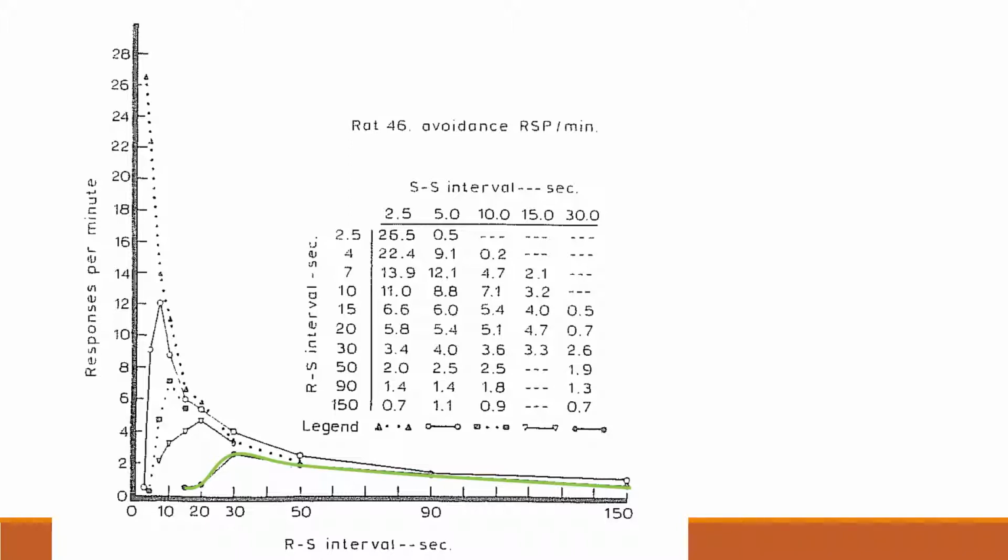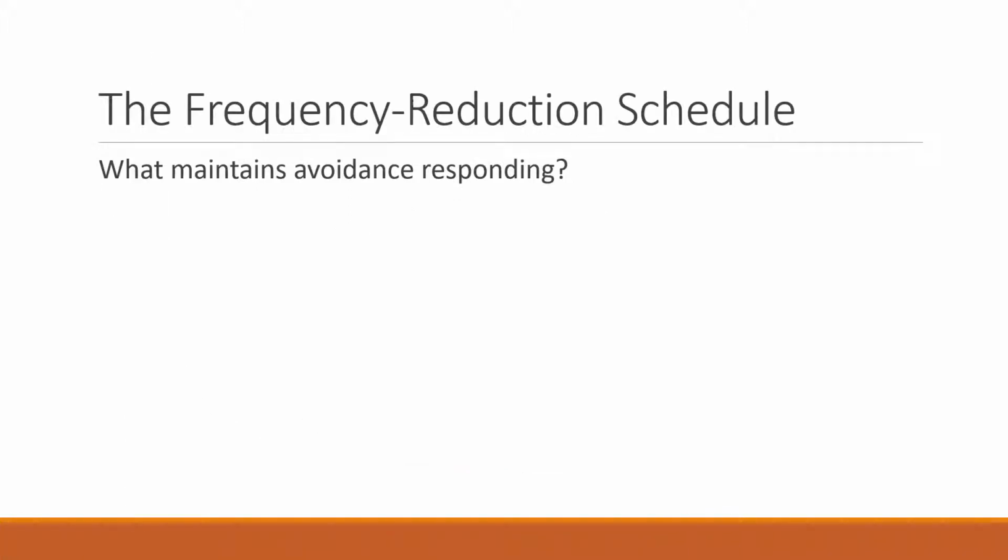If the response shock interval is 30 seconds though, now responding can delay the shock indefinitely if it keeps happening, with no penalty. So, rate of response increases to just over 2 per minute. And, as with the other data series, as the response shock interval increases from there, rate of response decreases simply because it's more efficient. That was Sidman avoidance with a shock postponement schedule.